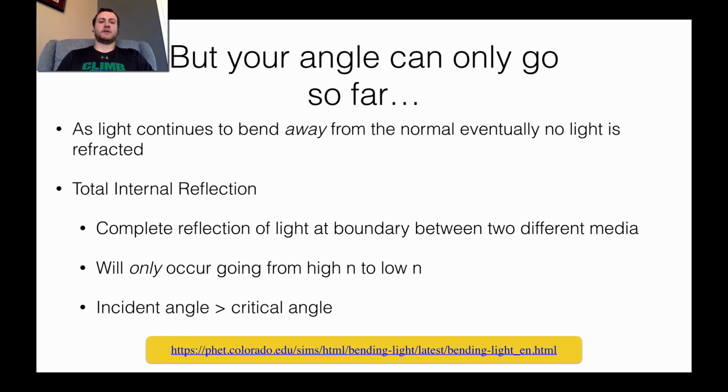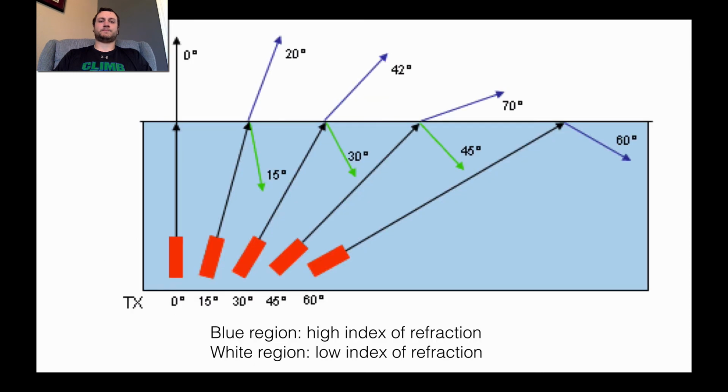This only happens when you're going from a high index of refraction to a low index of refraction. So if your light is speeding up is when we will see this occur. If light is slowing down, we do not see this happen. And depending on what your two mediums are, there's what's known as a critical angle, where if the angle of incidence is greater than that critical angle for the two materials, this is when we'll see that total internal reflection. So this doesn't always happen as light speeds up. It happens only under certain conditions.